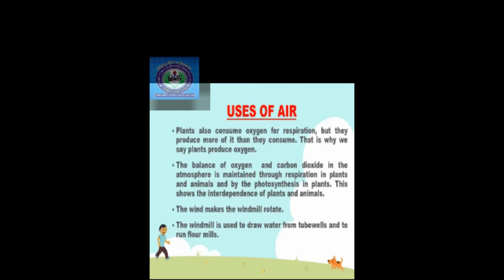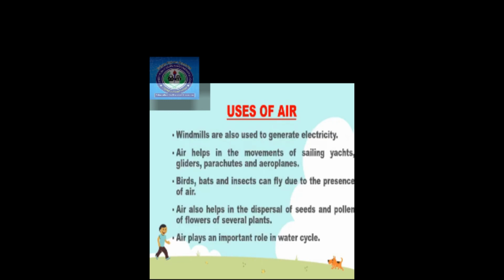The wind makes the windmill rotate. If the windmill doesn't run, then wheat and all these things, water, and electricity, which is also generated through windmills, would be affected. So how will these windmills work if wind is not there? So this is one of the uses. Then the windmill is used to draw water from tube wells and to run flour mills. So these are the uses of air. Then windmills are also used to generate electricity, right?